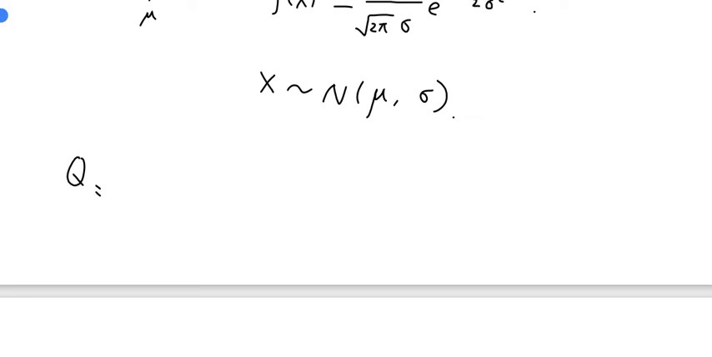Okay, so for the density function for this, let's check the simplest one. What is the density function for chi-square?